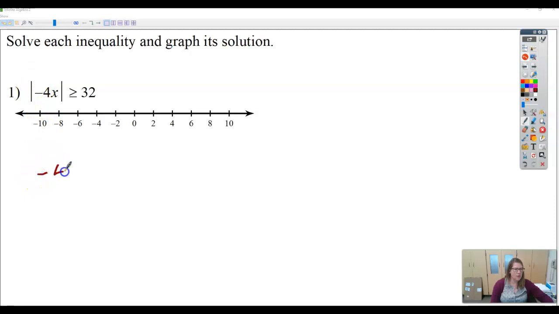So I'm going to rewrite the inequality exactly as it appears. I'm just dropping the absolute value bars. And then I'm going to do another version of it that is equal to negative 32, just like I did when that was an equal sign. But on the negative one, I've got to take that inequality and turn it around the other way. So it flipped, okay? So the one with the positive answer, you keep it exactly the same. The one with the negative answer, you flip the inequality around.